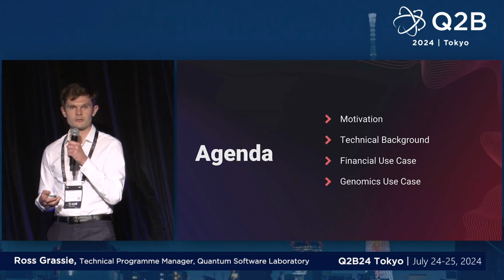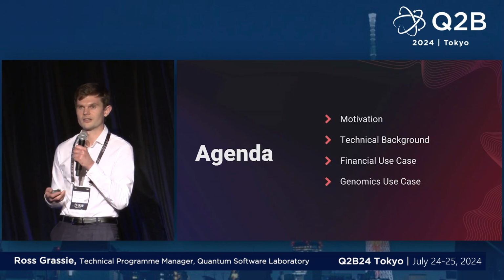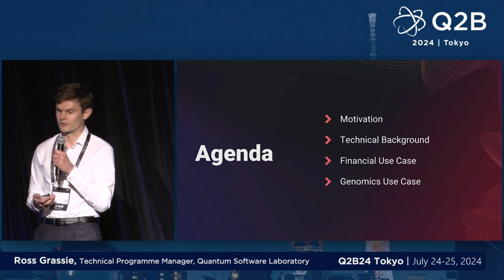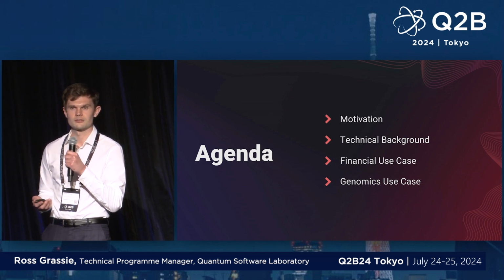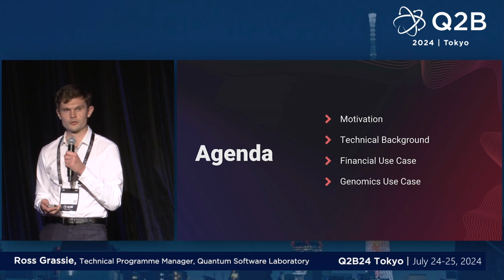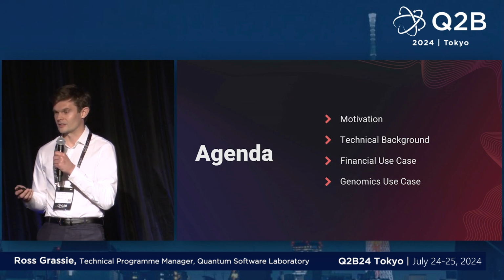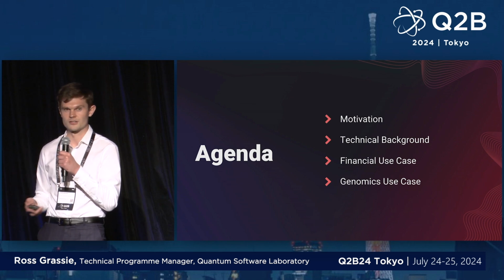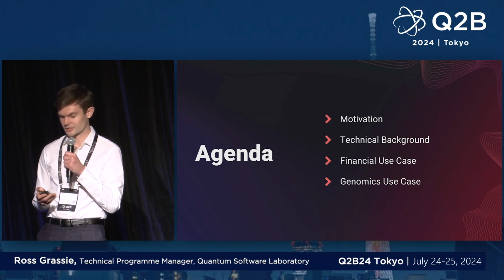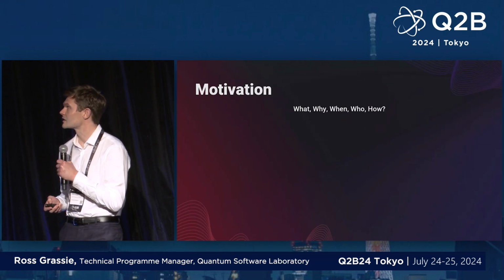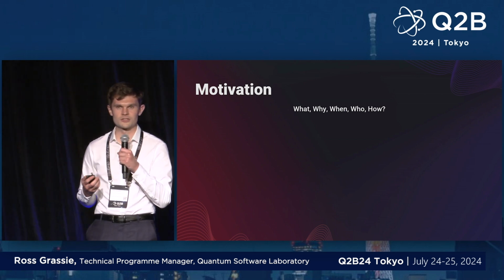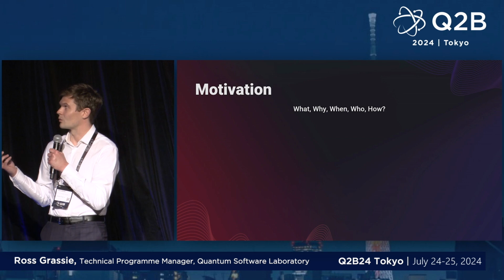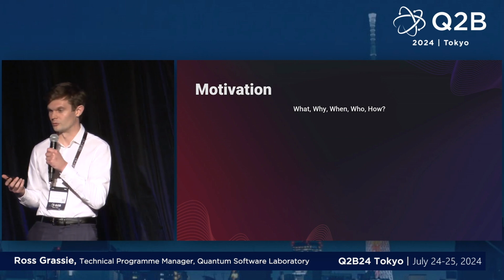I'm going to start with just a bit of motivation of why we might take a quantum approach to generative modeling before going through some of the technical background of our core solution. I will then show how this solution is being applied both to financial use cases and in the field of genomics. But first, I want to start by asking some basic questions. What, why, when, who, and how?